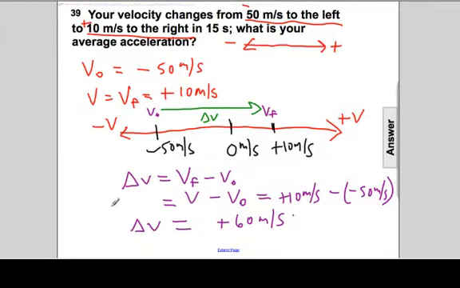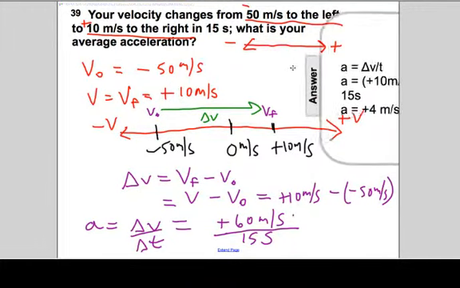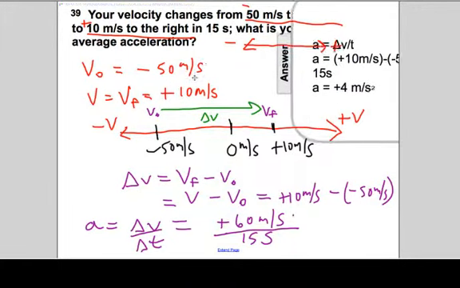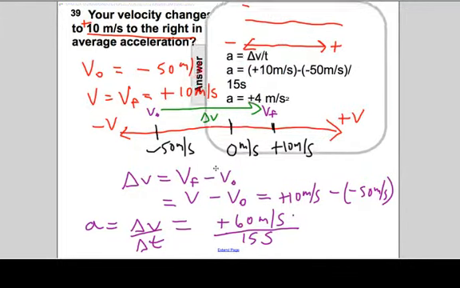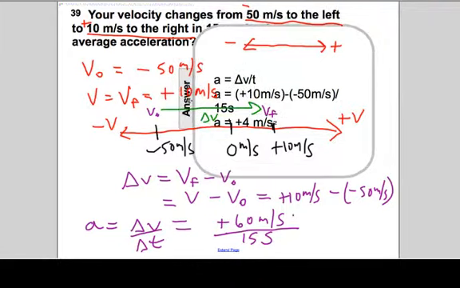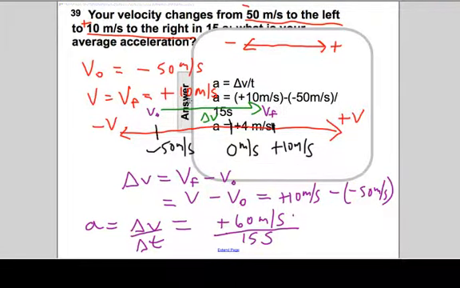Now if we want to convert this delta V to an acceleration, we need only to divide it by time. So the delta V, which is 60, divided by the time that it takes, 15 seconds. And interesting enough, we end up with an acceleration of positive 4 meters per second squared. That velocity change is a lot more than we predict. Very tricky. Pay attention, stay organized, and you will not miss these problems.